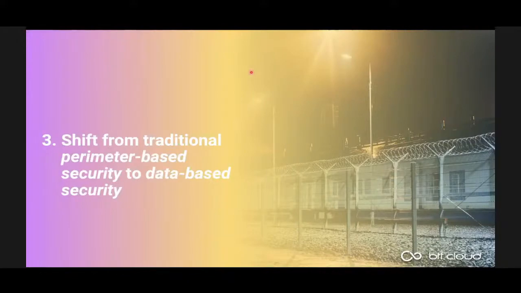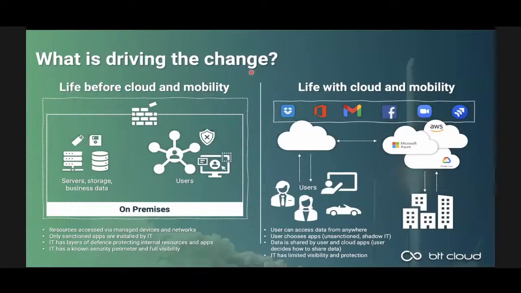Let's go to another example and explanation of why we are talking about this, why it is different in the cloud and what is driving the change. The main driver for the change is the difference in our life. If you see the left part of the slide, life before cloud and mobility was very perimeter based. Organizations had their servers and their data storage in some perimeter, in their building or another building they own. They had their users sitting in the building, whether one or two or fifteen, whatever.